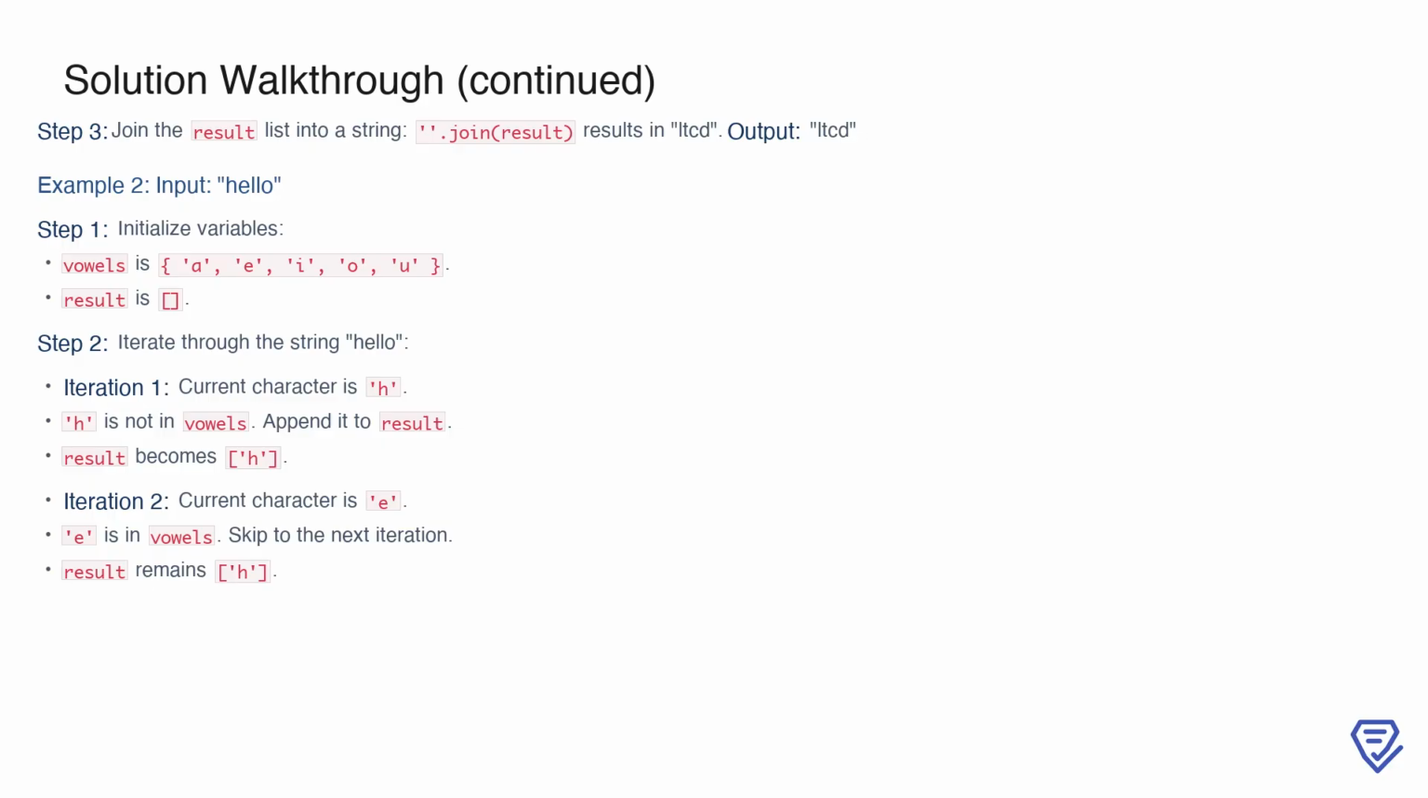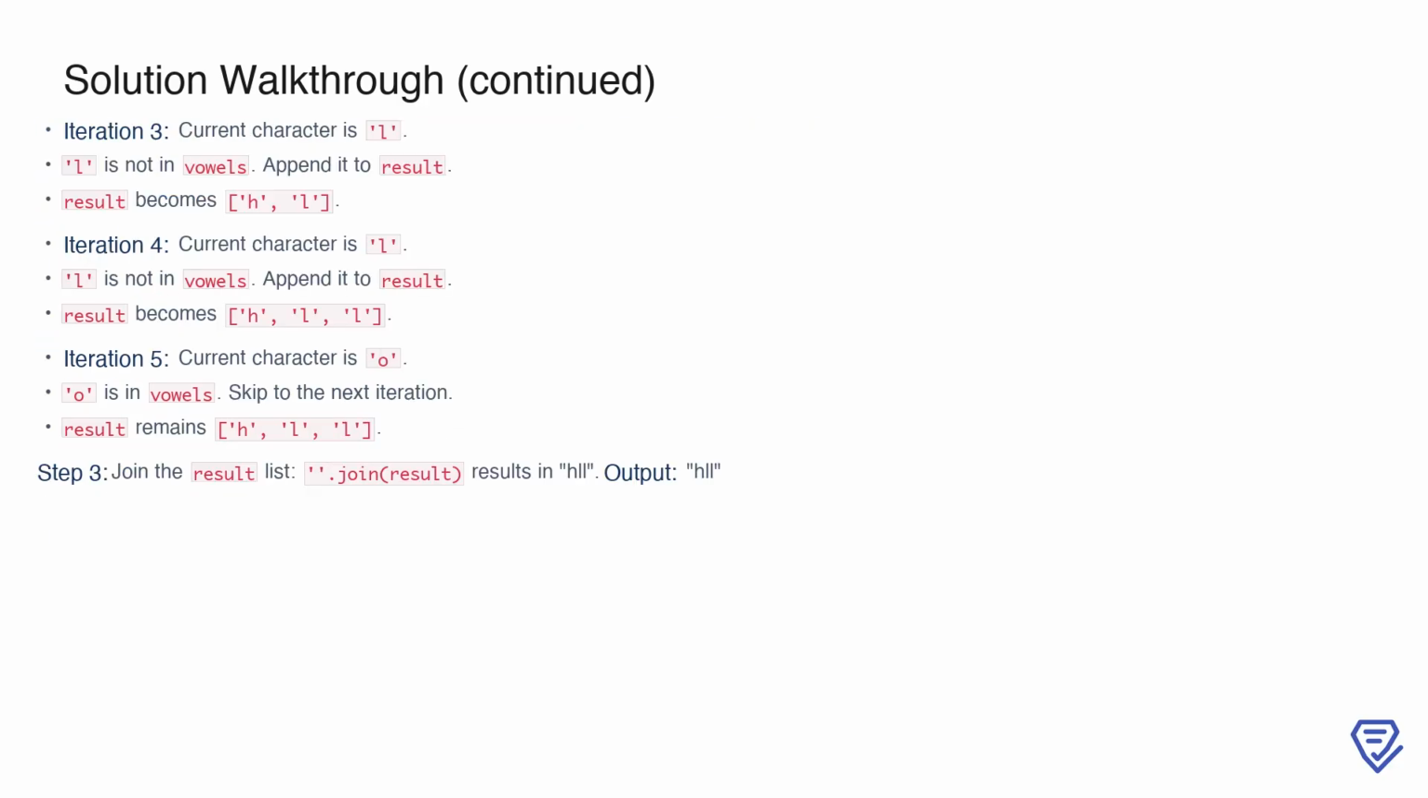In the second iteration, the current character is E. As E is a vowel, we skip it and proceed to the next character, leaving the result list as H. Continuing with the string hello, we now process the third iteration where the current character is L. Since L is not a vowel, it is appended to the result list, which now becomes H, L.